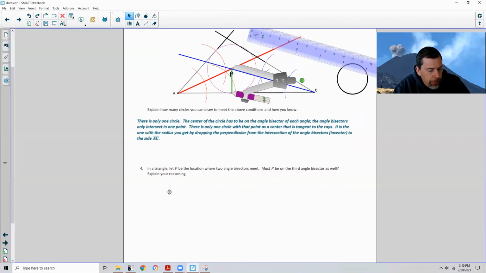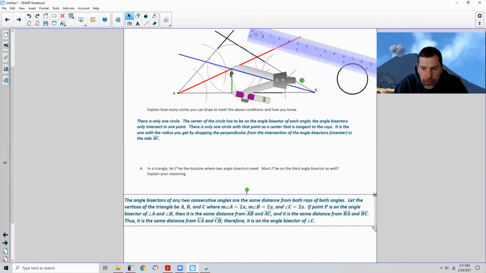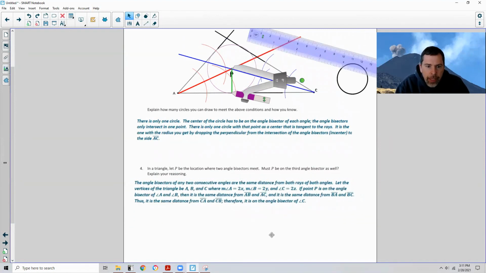Here we go. Lots of words. Shrink it a little. There we go. The angle bisectors of any two consecutive angles are the same distance from both rays of both angles. Let the vertices of the triangle be A, B, and C, where the measure of angle A equals 2x, angle B is 2y, and C is 2z. If point P is on the angle bisector of angle A and B, then it is the same distance from segment AB and AC, and it is the same distance from BA and BC. Thus, it is the same distance from CA and CB, therefore it is on the angle bisector of angle C.